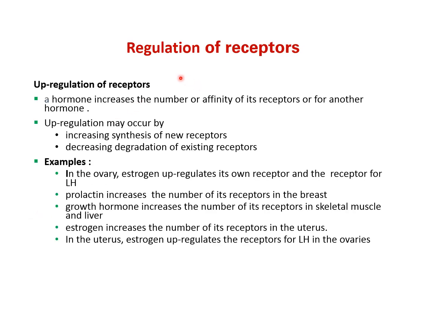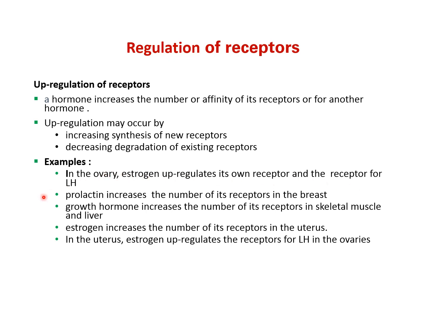Now, upregulation means the hormone itself increases the number or affinity of its receptors, or for another hormone, it could be due to increased synthesis of receptors, or decreased degradation of existing receptors. And here are some examples. For example, in the ovary, estrogen upregulates its own receptor and the receptors for LH.